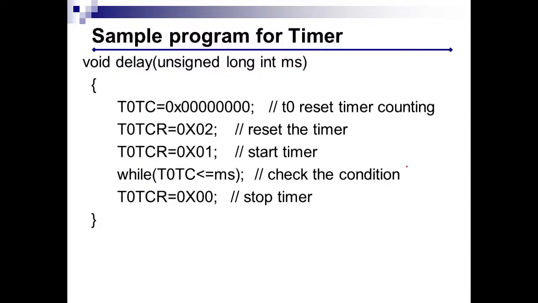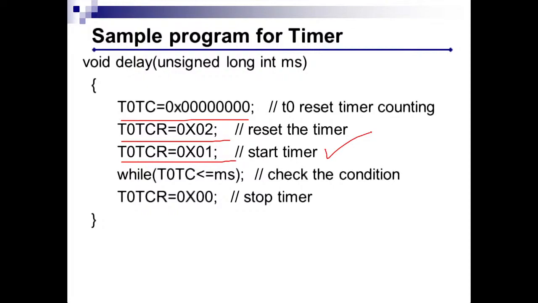So it will be a pure software delay. This is a timer delay. In that, what we do is that T0 equal to TC, that is initially it will be 0. We reset the timer. We start the timer. 0x01 is to start the timer. Once you start the timer, your timer value will increment.